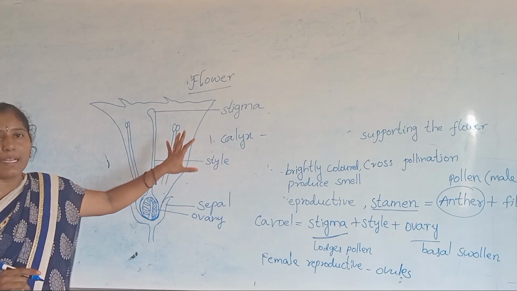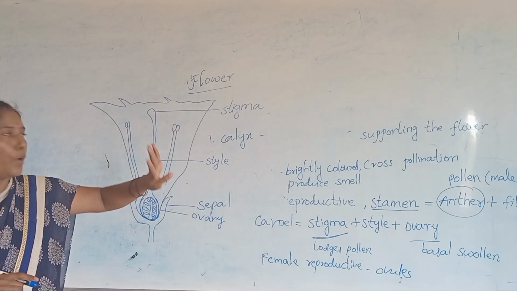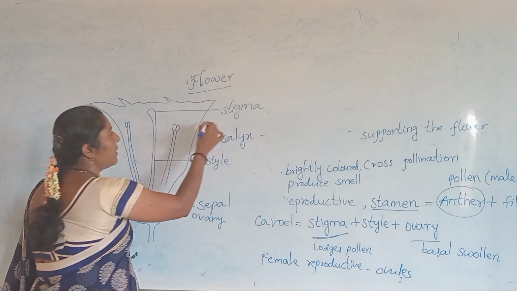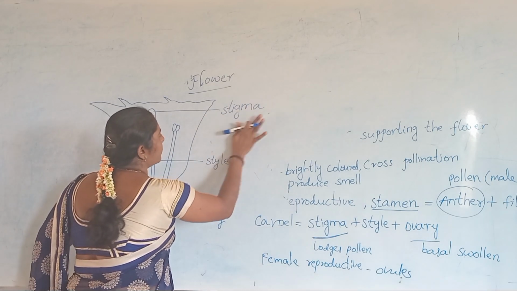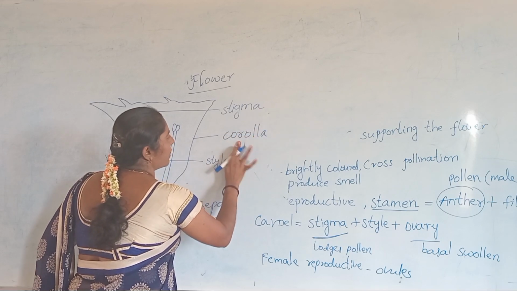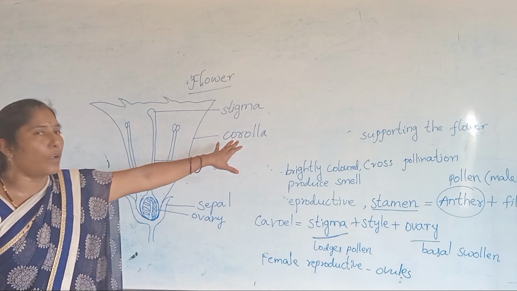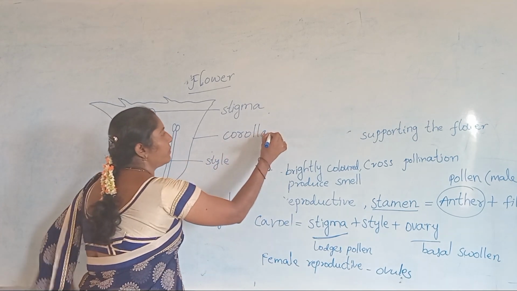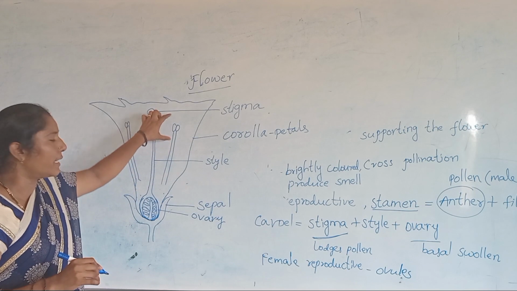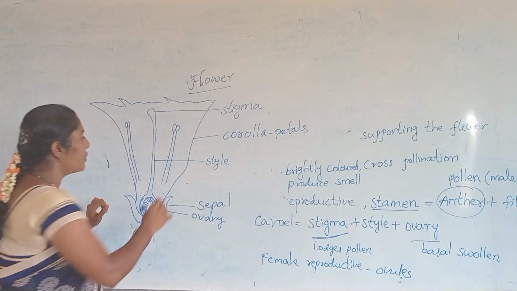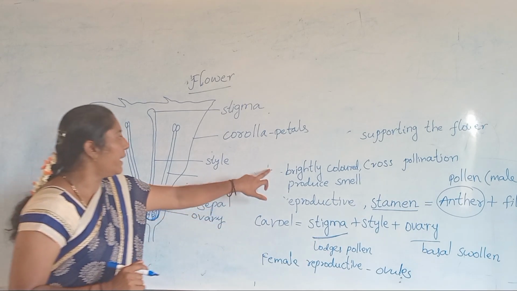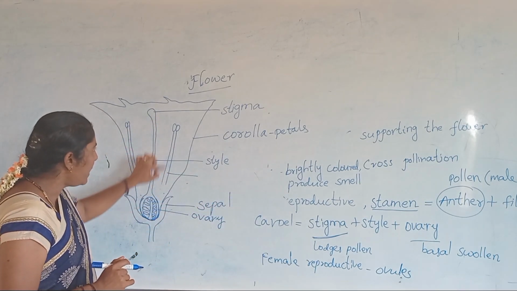Okay. A flower consists of how many whorls? 4 whorls. One is calyx and next is corolla. Corolla consists of units called petals. And the third whorl, androecium, is present. Androecium consists of stamens. Each stamen consists of filament and anther.